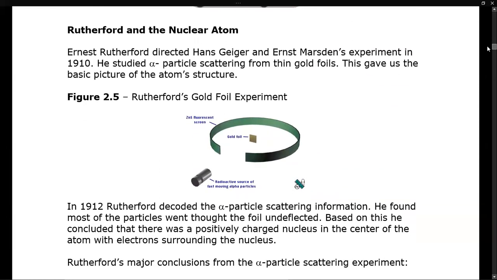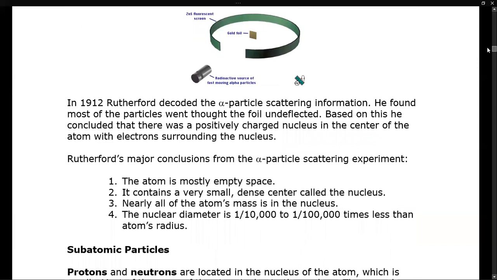Ernest Rutherford was directing Hans Geiger and Ernst Marsden's experiment in 1910. They shot alpha particles at a very thin gold foil, and then those particles were deflected to some extent. Most of them went through undeflected though, and struck the screen, and he was able to show that there was a very dense center called the nucleus of the atom. And so what he was able to determine was that the atom was mostly empty space because most of the particles pass through there undeflected.